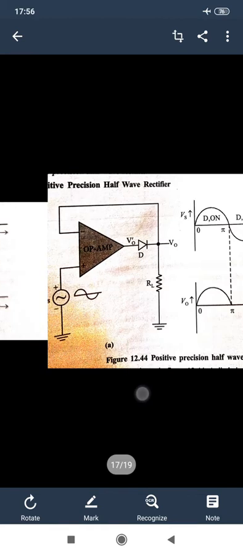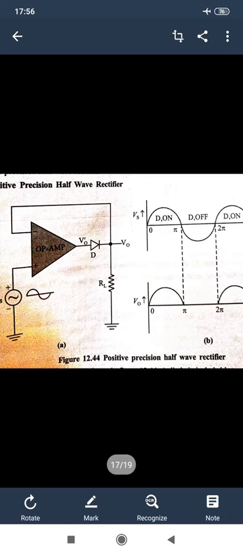Basically, we use a square wave at the input, and we generate the output in terms of pulses in the output waveform. So these are the outputs when we provide the input square wave and generate pulses in the output. Now another application is our precision rectifiers.